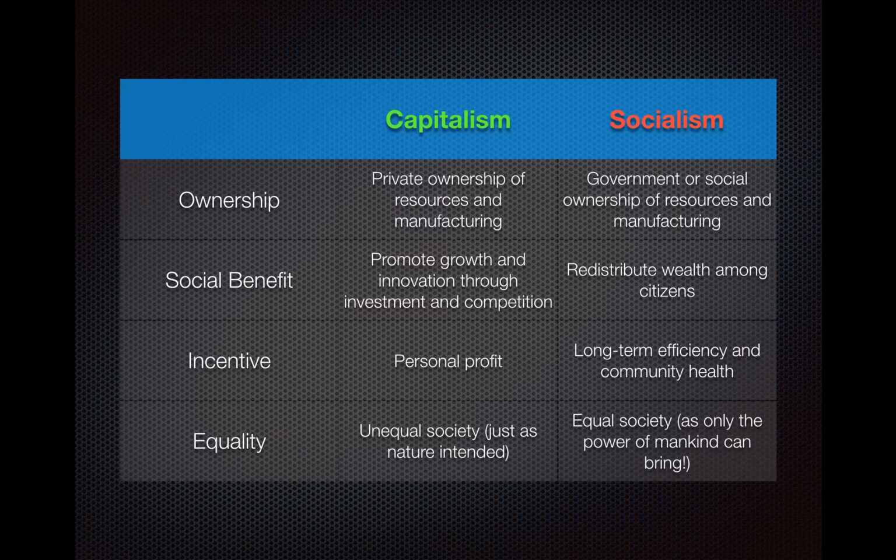And what this meant was that in socialism, the government can often own resources in manufacturing, or at least tries to control it. So it's not laissez-faire capitalism. The government is stepping in and doing things to the businesses. The idea is that in capitalism, the social benefit is that you're creating innovation and better products and better ideas, whereas in socialism, you're just redistributing wealth. That's your goal. In capitalism, the incentive for businesses is personal profit, whereas in socialism, the incentive is kind of long-term community health. In capitalism, you largely have an unequal society, whereas in socialism, you're trying to make an equal society.